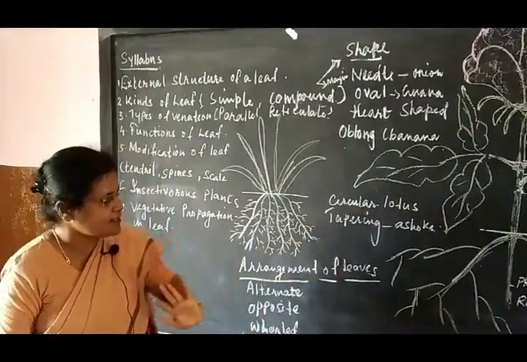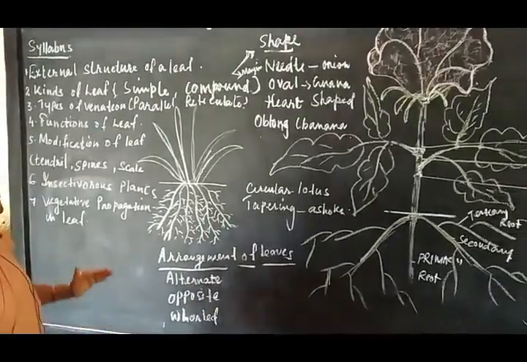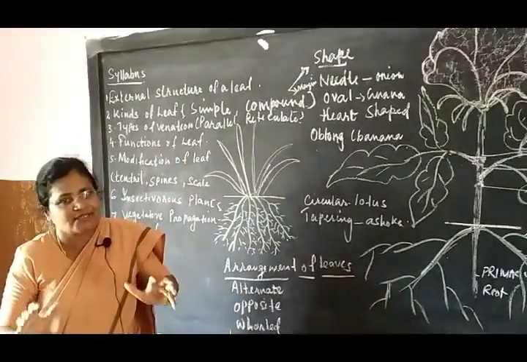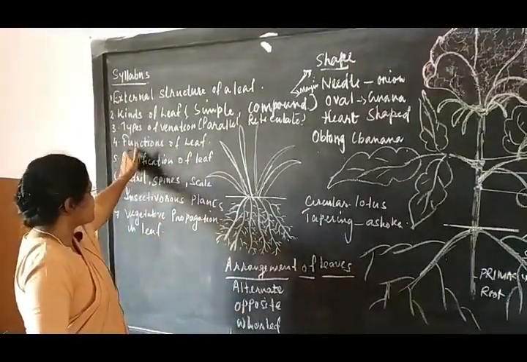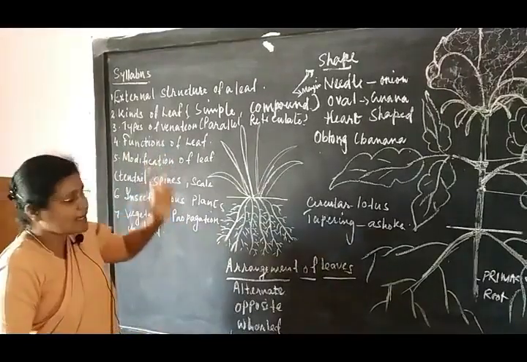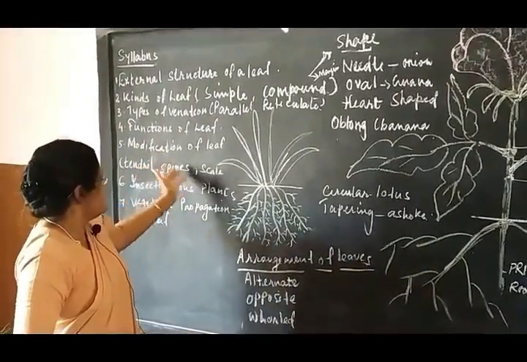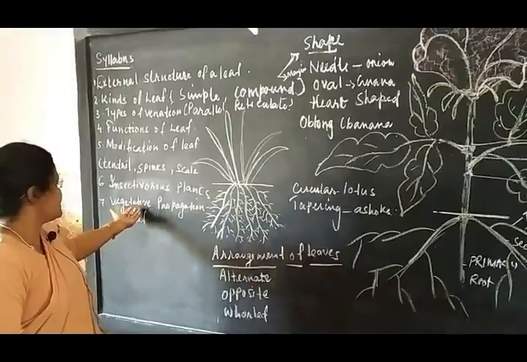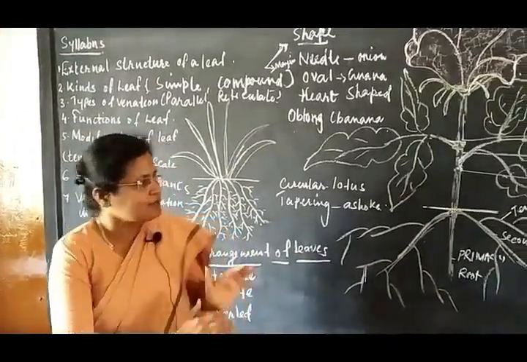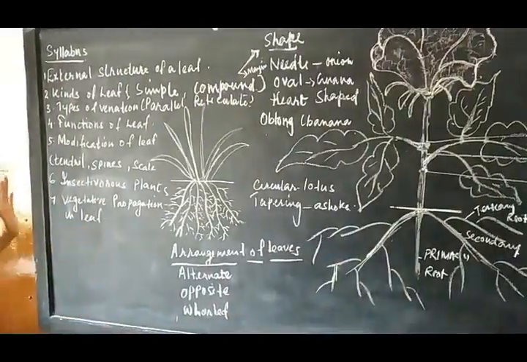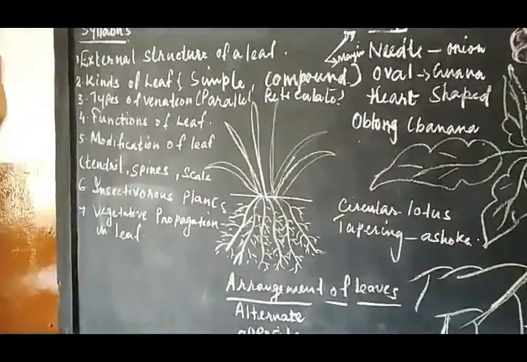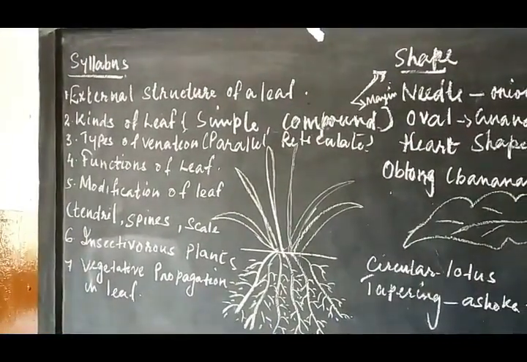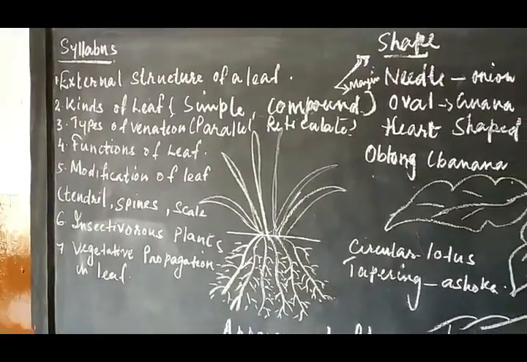I have drawn the margin, and here I have written about the arrangement of leaves. That comes under types of leaf. Then you have types of venation. I will teach you about the venation. Then the function of the leaf, and how the leaf gets modified into tendril, spine, scale, etc. Then we will learn about the insectivorous plants and vegetative propagation in leaf. Now this is about the syllabus. I repeat, the syllabus tells you about the external structure of a leaf, kinds of leaf, types of venation, function of leaf, modification of leaf and insectivorous plants and vegetative propagation.